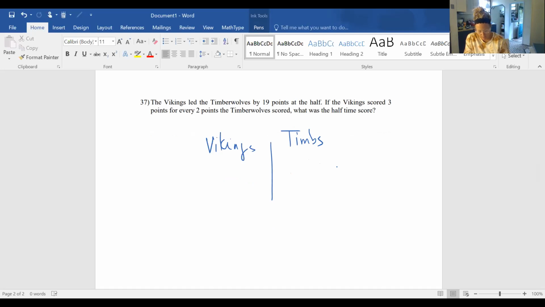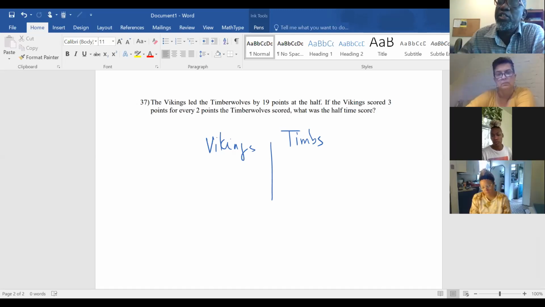Do we know how much each one of them scored for sure? Just reading this sentence, does it tell us how much each team scored at the half? No, it does not. What it does tell us is the difference is 19 points, right? It could be 20 points versus 1. It could be 40 points and 21 points, right? You see, we don't know. But we know the difference is 19, okay?